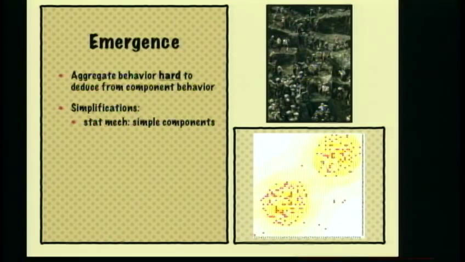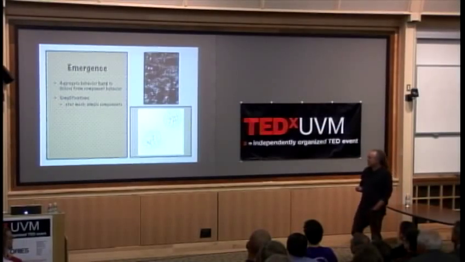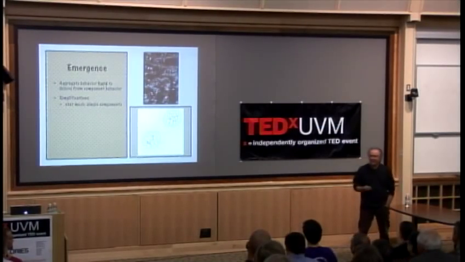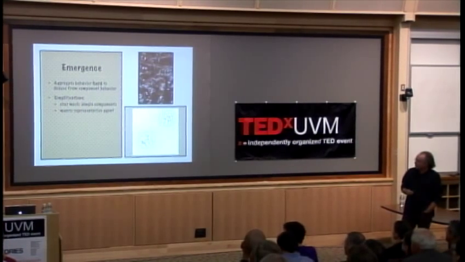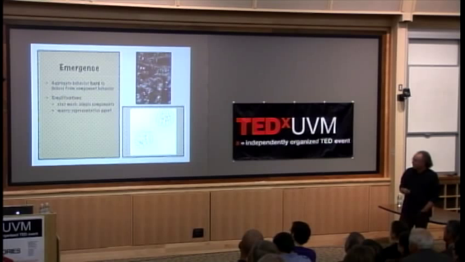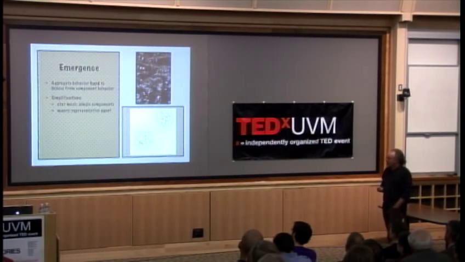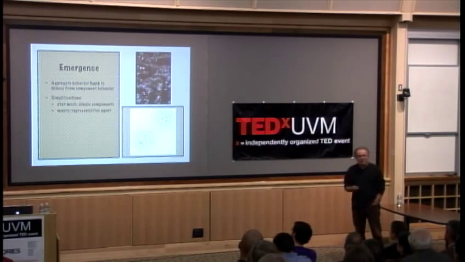It's generally hard to do this. It's hard to go from micro to macro. And so there are some simplifications that we've all come to know and love in the sciences. One is, how do physicists do this? Physicists assume that the components have some simple properties, so that you can do statistical mechanics. And in economics, it's much more common to say, well, we know that the individuals are complicated, so we can't do that, so let's assume there's only a representative agent.